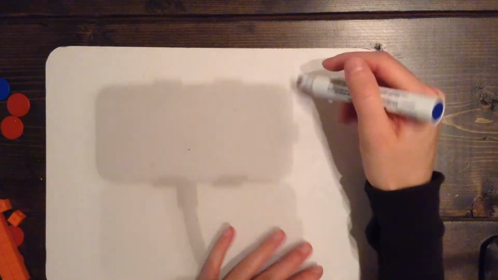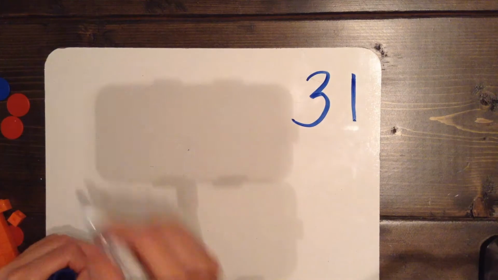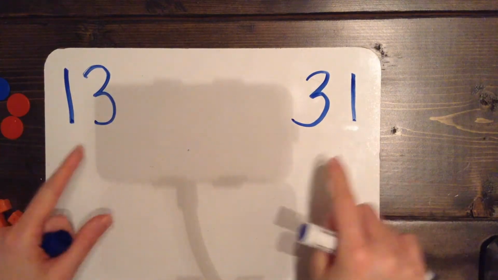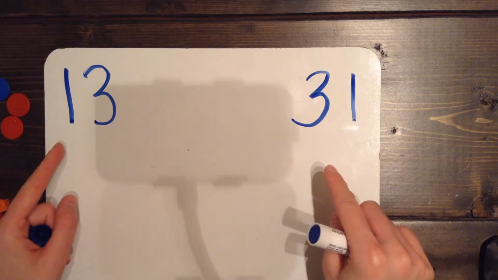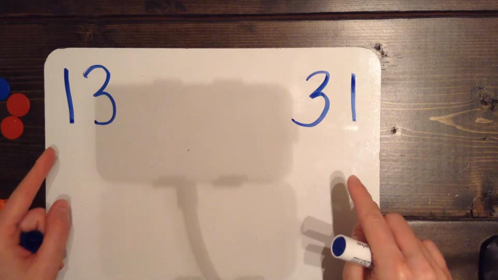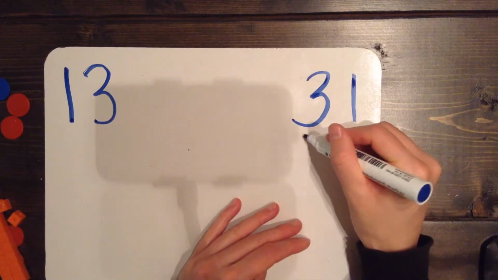This time, let's look at the number 31. And over here, we'll look at the number 13. This is tricky. Both of these numbers have a 1 and a 3, but they mean different things. The place of the number tells whether it means groups of 10 or ones. Let's start by building the number 31.